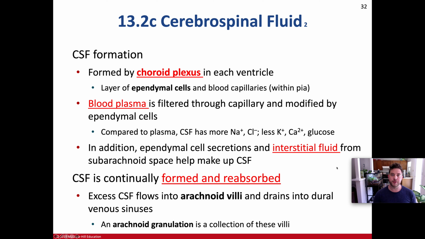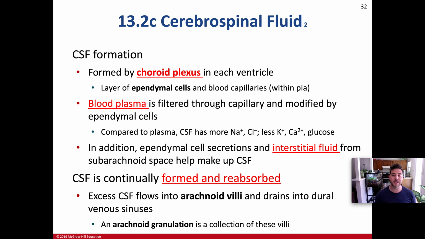Blood plasma is filtered through the capillaries in the pia mater and modified by those ependymal cells. So it has to pass through the blood capillary. It goes through the ependymal cells. It goes through transcellular transport so that it has to be modified within the ependymal cells, and then it gets released into the ventricles. So compared to plasma, cerebrospinal fluid is going to have more sodium and chloride and less potassium, calcium, and glucose than regular blood plasma would. This is just going to help make sure that proper neurological function can be maintained.